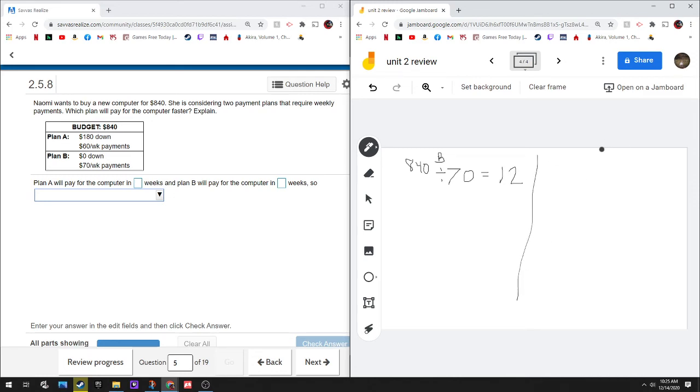Okay. Let's try plan A. It's a little bit more challenging because we don't start at 840. Right? It says that she paid 180 down. So that means that at the very beginning, she paid 180 of that. So we don't owe that 180 anymore. So 840 minus 180, what is that? 660. Okay.